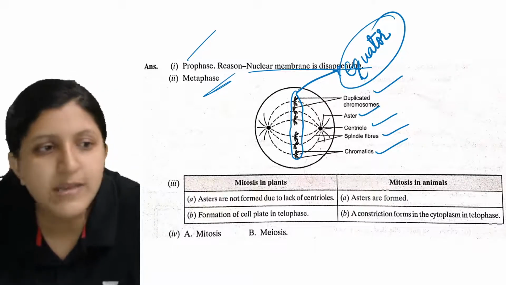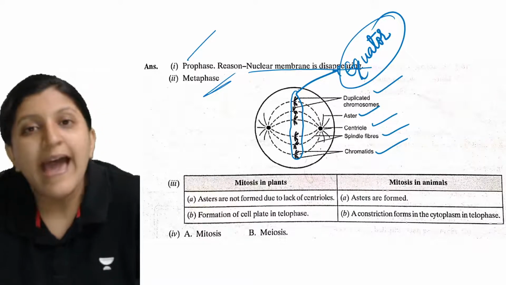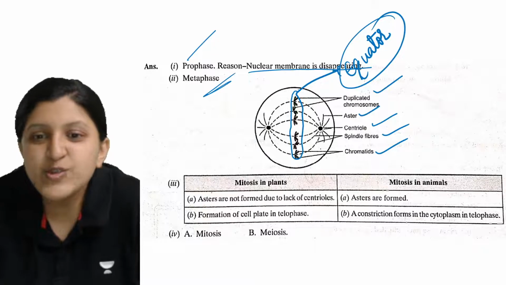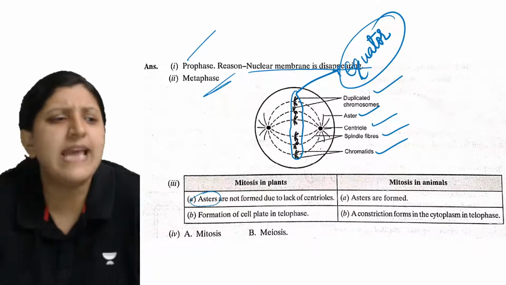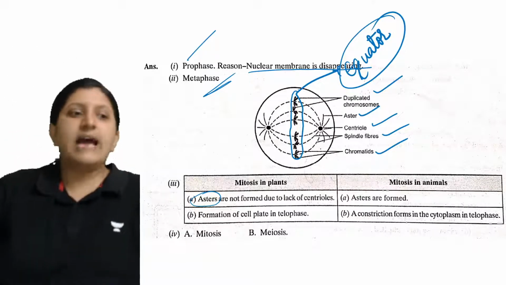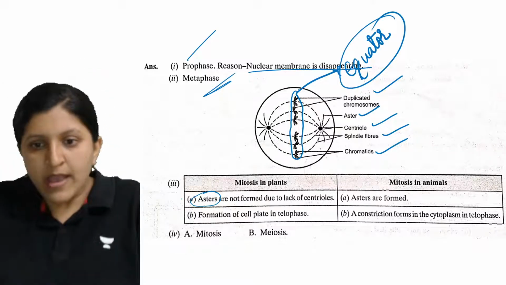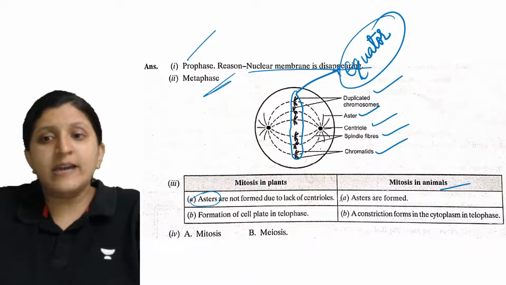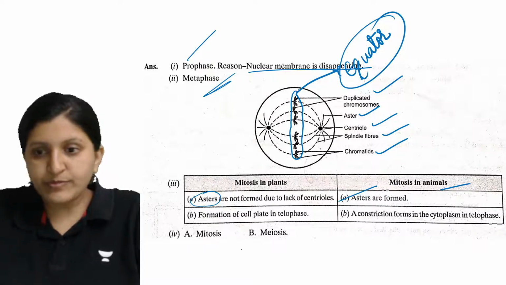So in mitosis in plants, asters are not formed. So this is with respect to plants. There is no amphiastral condition, so basically asters are not there, as the centrioles are not there. Other than that, in mitosis in the case of animals, you can see aster formation there.